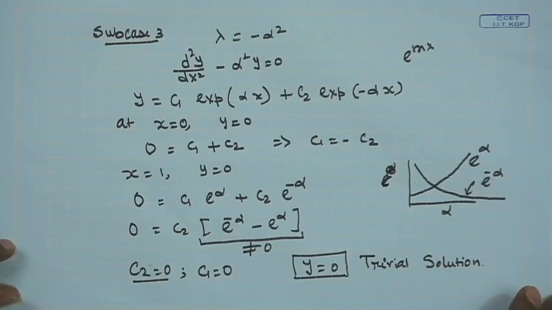So, trivial solution is not sought for. So, therefore, lambda cannot be negative as well. So, what is left now? The option now left is that lambda has to be a positive value, or lambda has to be equal to alpha square. So, let us look into sub case 2.